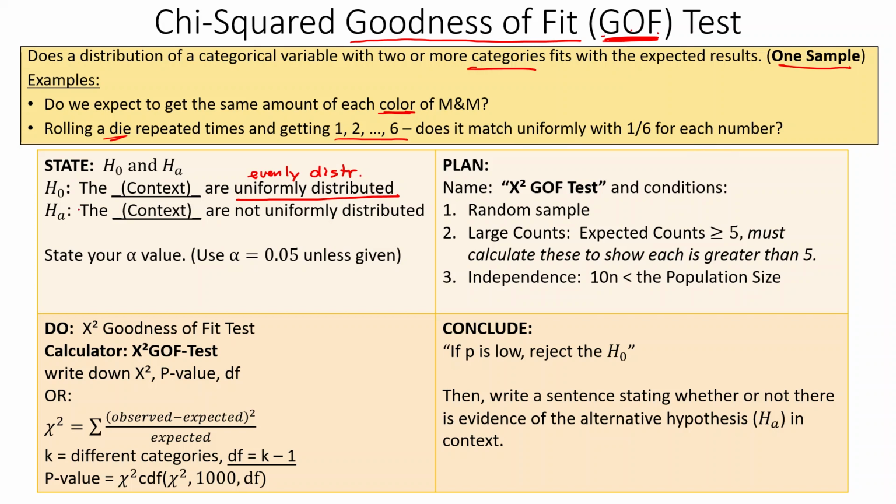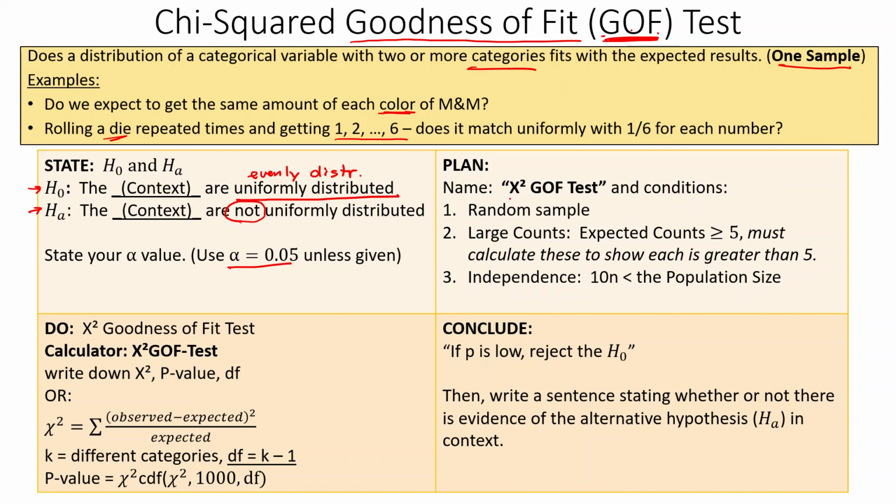So in our first box here, we're going to state our null hypothesis and our alternative hypothesis. The null, for us anyway, is always going to be that it's evenly distributed or uniformly distributed. The alternative is always going to be that it's not evenly distributed. And that's all we need to state here. We don't need to list any statistics or anything like that. If we do want to write down our alpha value, that's fine.